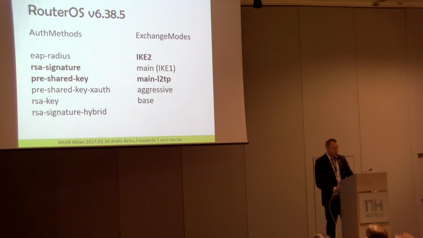Those in bold are the most common for mobile networks. The signature means that instead of a pre-shared password, we use a certificate chain. It's a private-public key pair, so asymmetric encryption. About that we will go a bit deeper later, but these two are the most common. For exchange modes, if we speak about mobile networks, we have IKE2. It's a very fresh and modern feature here in RouterOS, and also L2TP authentication. That has been around for a longer time, and we will look at both of them in our presentation today.